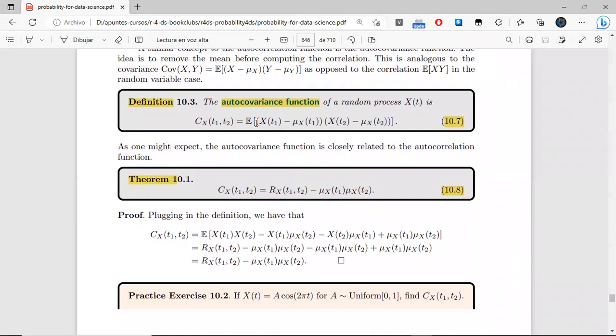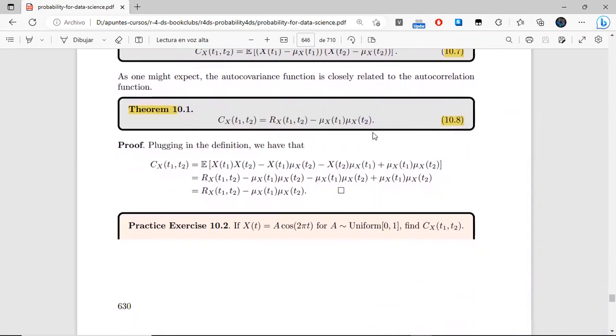Now we can also define a covariance. In this case, it would be the autocovariance function. And again, it's a similar case to what we have already seen for random variables, but now we have different random variables constructed by looking at a specific time.